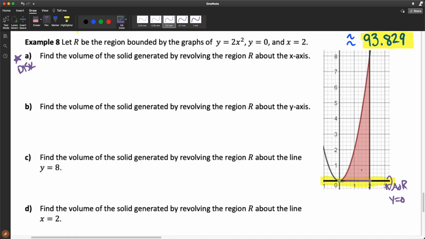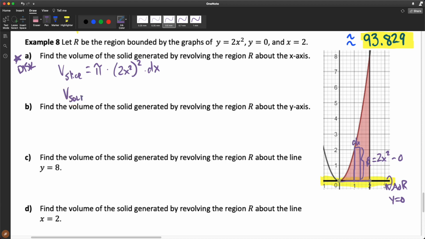So I'm going to draw an example rectangle. This is going to be a dx slice, and our big R is determined by top minus bottom. Our top is at 2x squared. Our bottom is 0. So the volume of a slice is pi times big R squared, so 2x squared, times our thickness of dx.